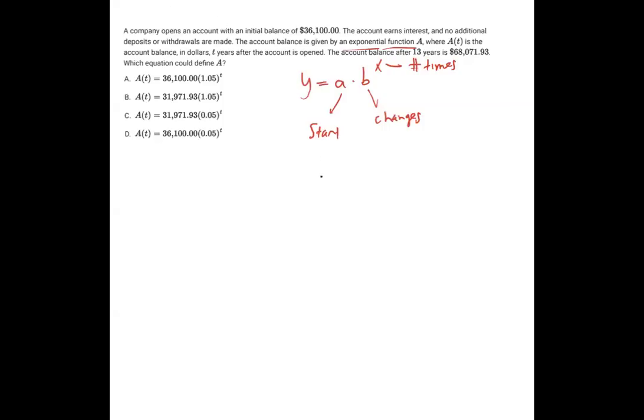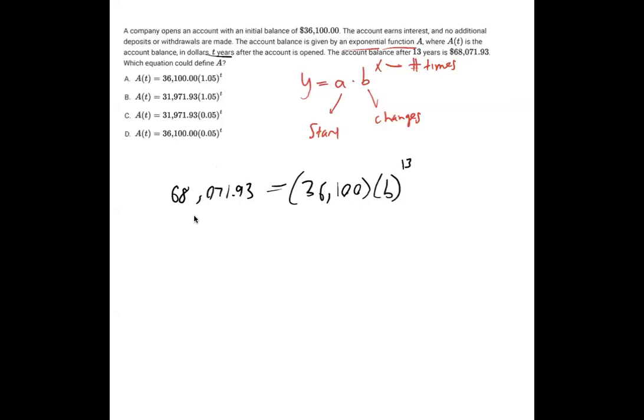They're telling us that the starting amount is $36,100. They're also telling us that after a certain number of years, it comes out to $68,071.93. So let's write that a little more neatly. $68,071.93. Now, we don't know what it's changing by, but the number of times that this is happening is 13, because 13 years are going by, and t is the number of years.